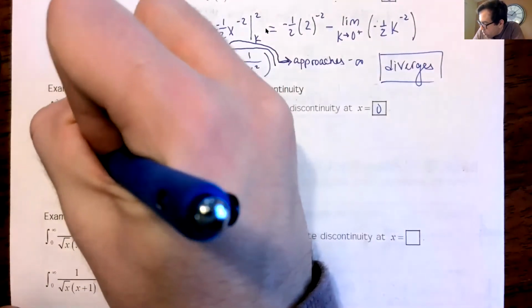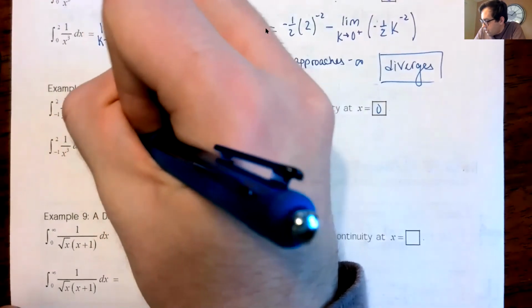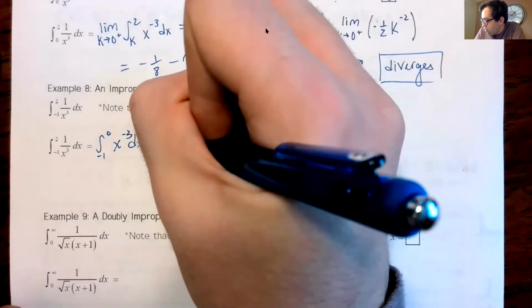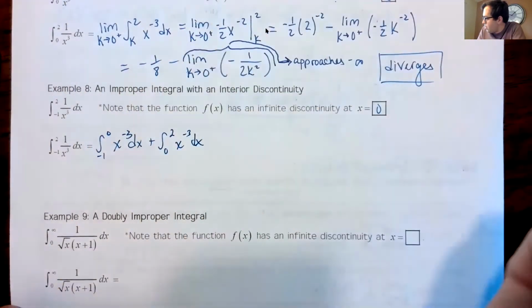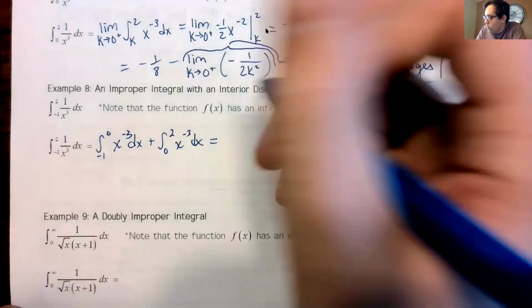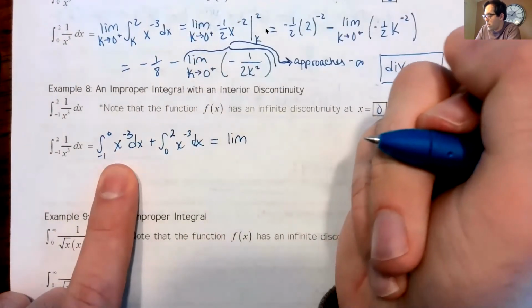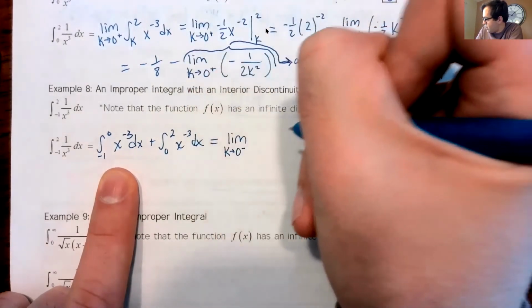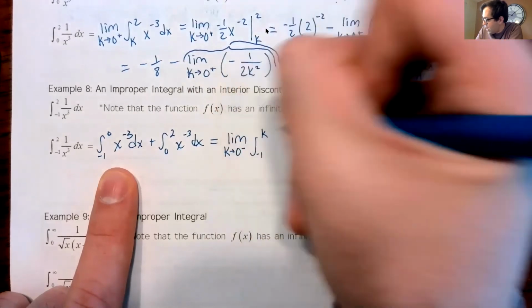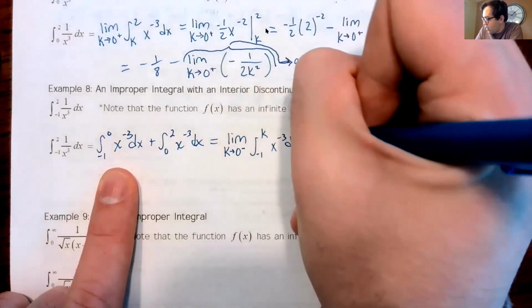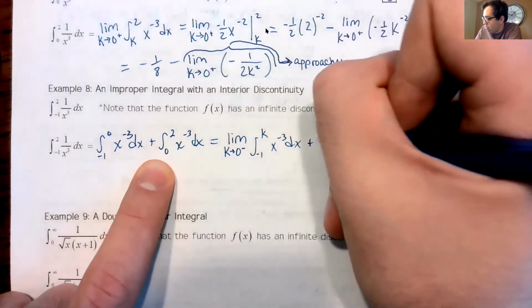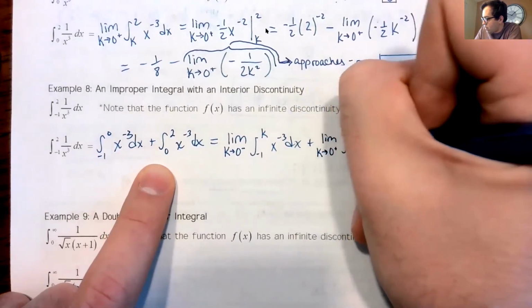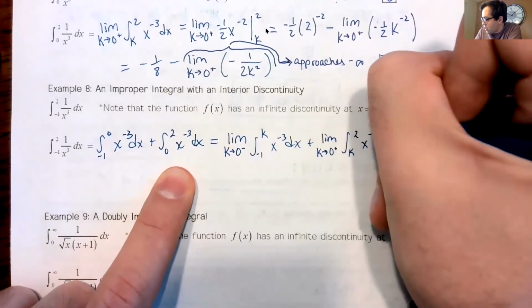It's going to go from -1 to 0 of x to the -3rd dx plus the integral from 0 to 2 of x to the -3rd dx. And I'm going to immediately rewrite that using the limit statements. So the first one is going to be the limit as k approaches 0 from the left of -1 to k. The second one has a problem at 0, and that's the left bound, so we're going to have to approach it from the right. K to 2, x to the -3rd dx.